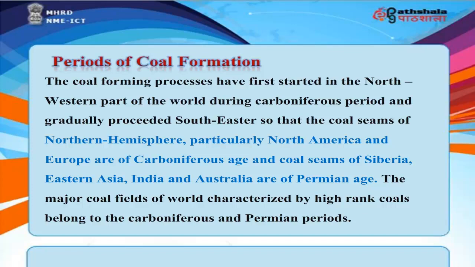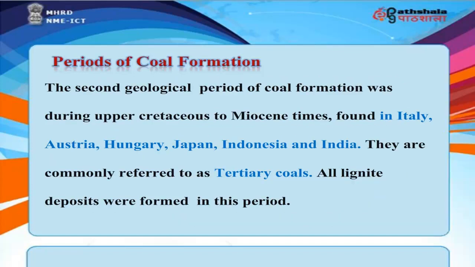The major coal fields of the world, characterized by high-rank coals, belong to the Carboniferous and Permian periods. The second geological period of coal formation was during Upper Cretaceous to Miocene times, found in Italy, Austria, Hungary, Japan, Indonesia and India. They are commonly referred to as tertiary coals. All lignite deposits were formed in this period.